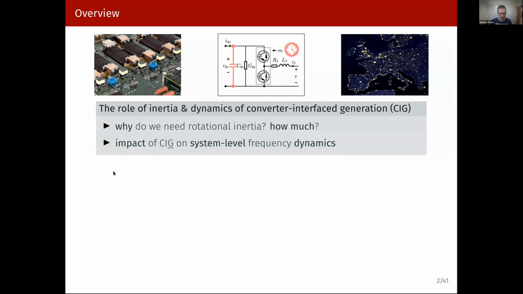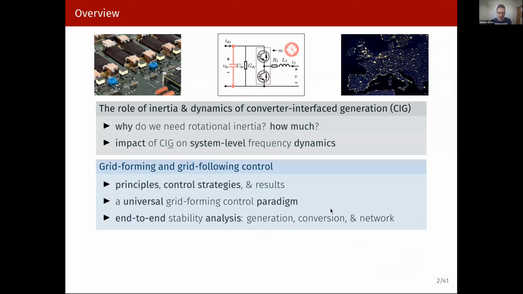Then I want to talk a bit about grid-forming and grid-following control. So these are basically two different principles to control power converters that interconnect renewables or storage systems to a grid. And we've recently developed a universal control paradigm where these two things are subsumed in one single control that doesn't have any mode switching between different control modes. And for this, we can give relatively strong stability results. But as you will see, they depend on the properties of the generation, of the power conversion, and also of the network. And this is information that you may not have available.